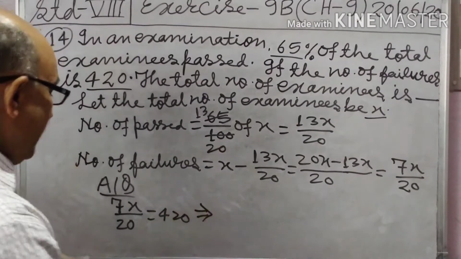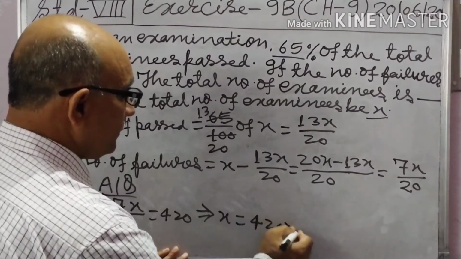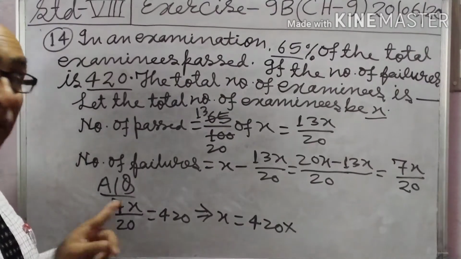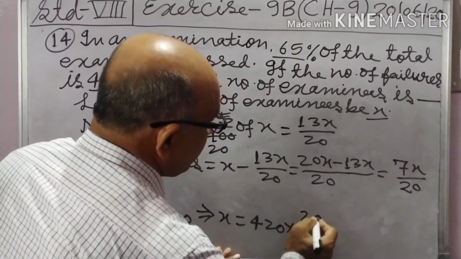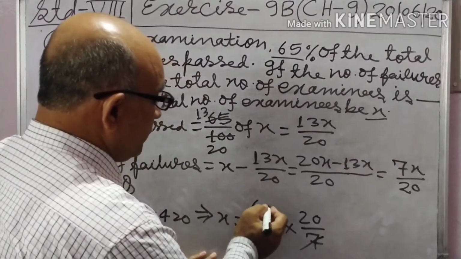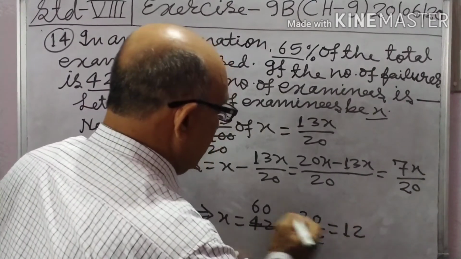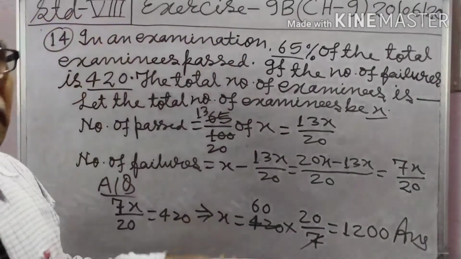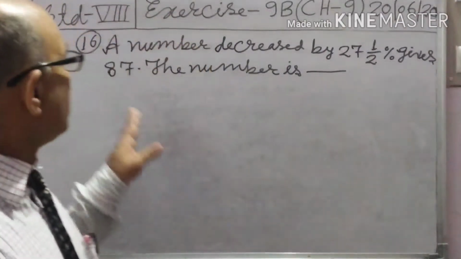That implies x equal to 420. Now 7 by 20, by transposition, changes into 20 by 7. So multiply 20 by 7. 7 6s are 42 and 0, 6 2s are 12 and double 0. So 1200 is the total number of examinees. Write it. Next question is question number 16.